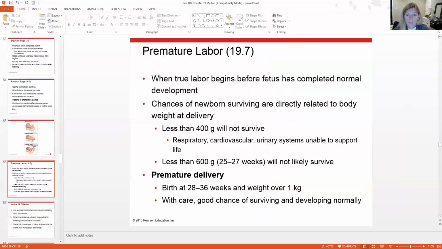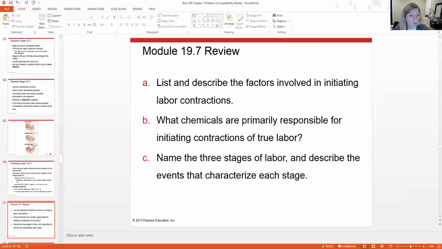Premature delivery, birth at 28 to 36 weeks, weight over a kilogram, with care, good chance of surviving and developing normally. You can pause the video here.